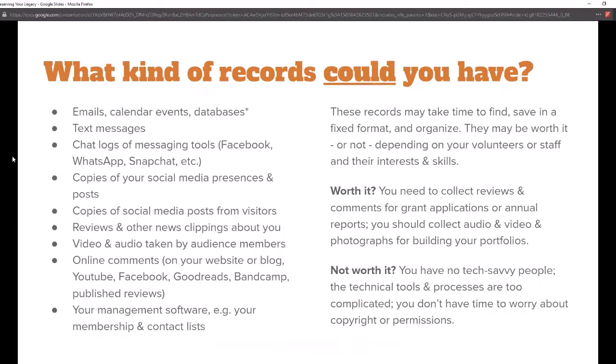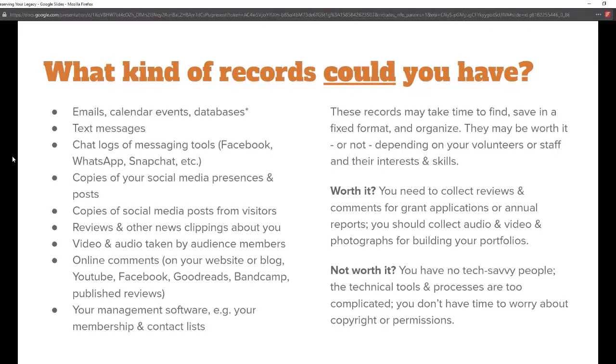I want to plant this seed really quickly. As a group or as an individual, there are lots of really important things out there that you might not consider yourself to be receiving that you might want to try and receive or capture. So text messages, chat logs, copies of your social media posts, but also copies of social media posts from your fans and your audiences and from visitors of your exhibit or your audience members.